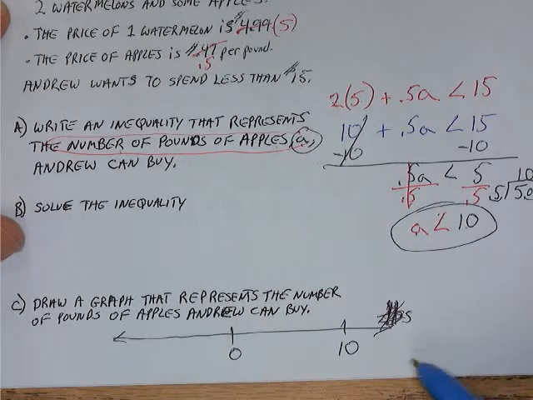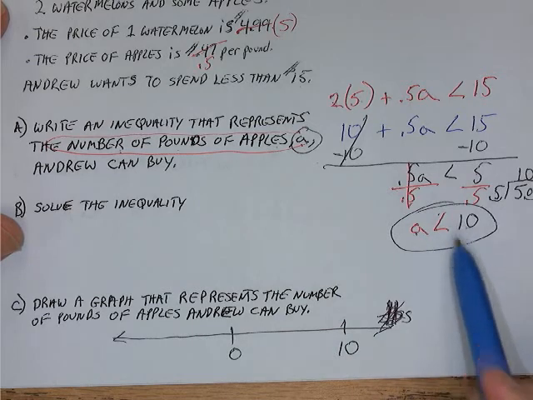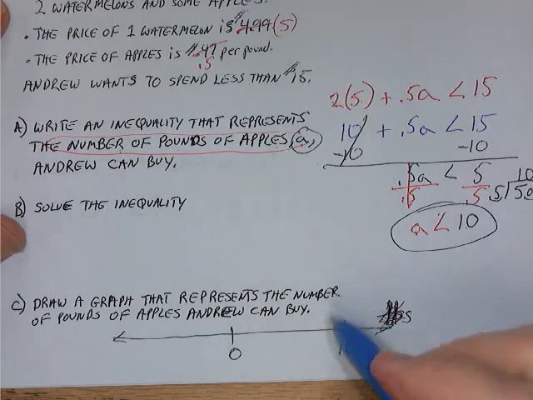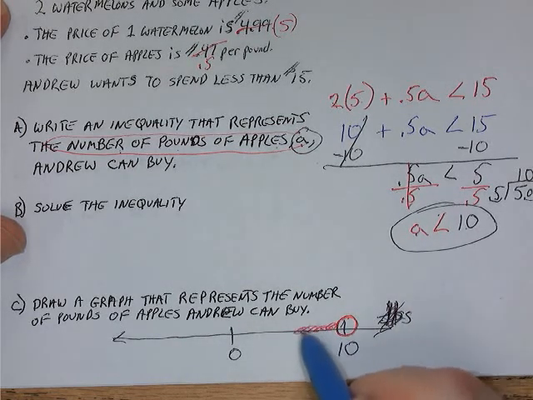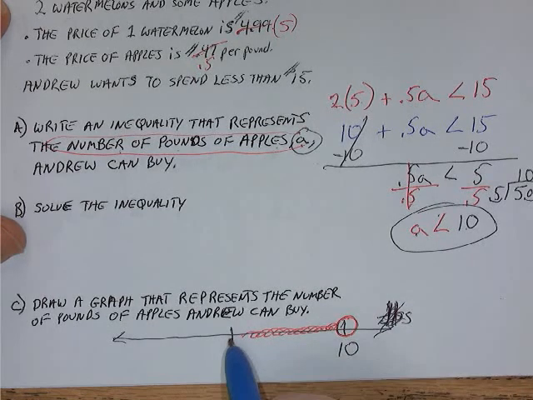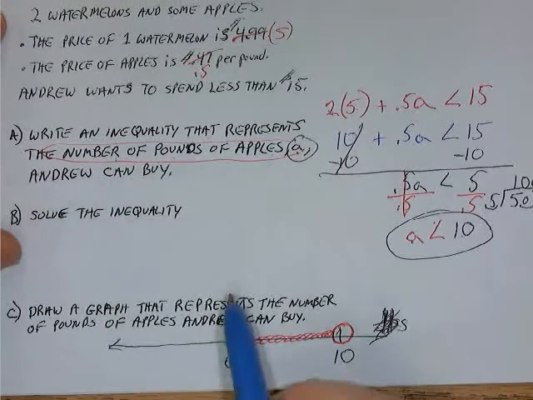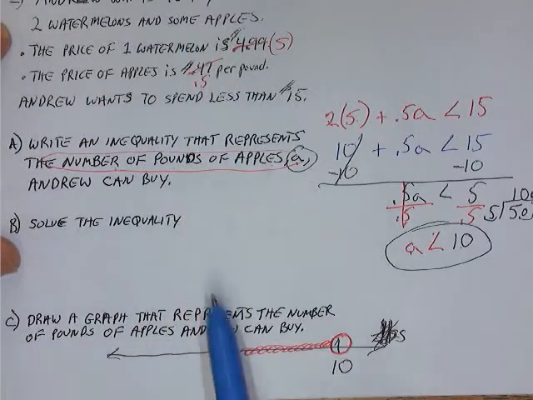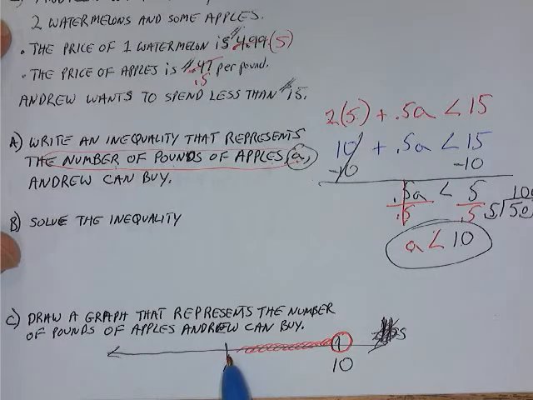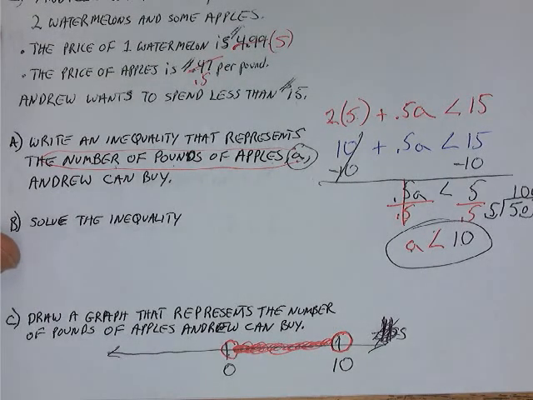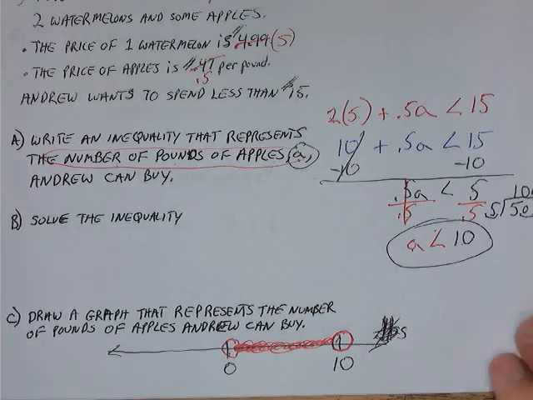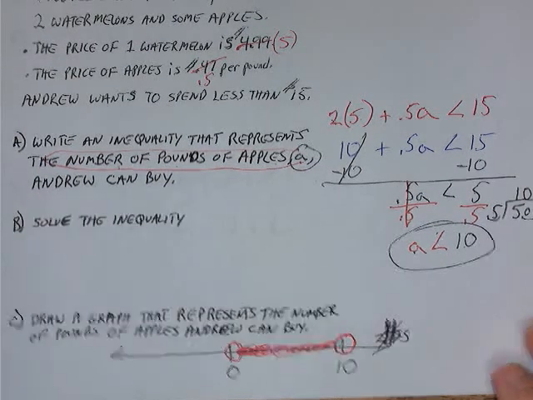So, can he buy 10 pounds of apples? It says less than 10. So the answer to that is no, he can't buy 10 pounds. So I'm going to put an open circle. But he can buy less than 10 pounds. Hey, wait a minute. Can he buy 0 pounds of apples? If he wants to buy some apples, is he going to buy 0 pounds of apples? No, he's not. So any of this would be the solution. All right, sorry for the sloppiness. Let's go on to the next problems.